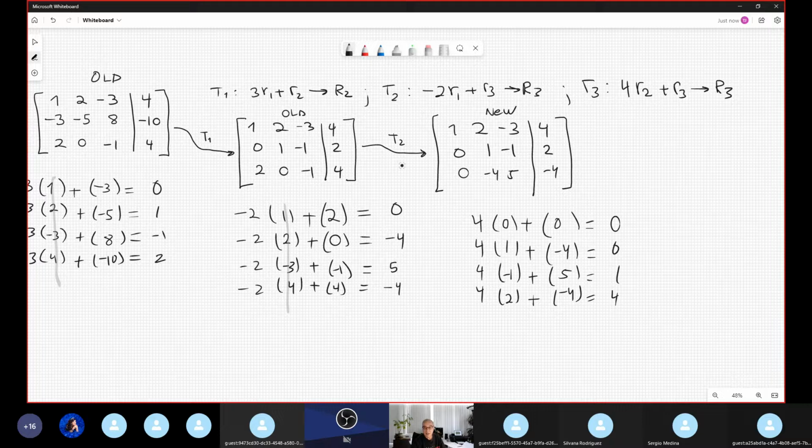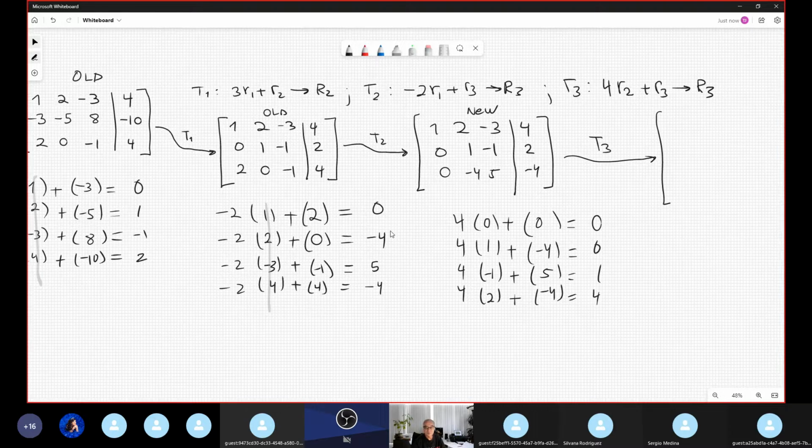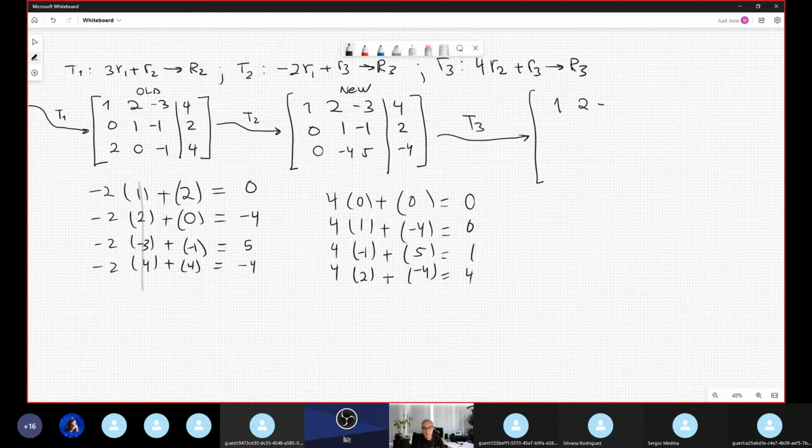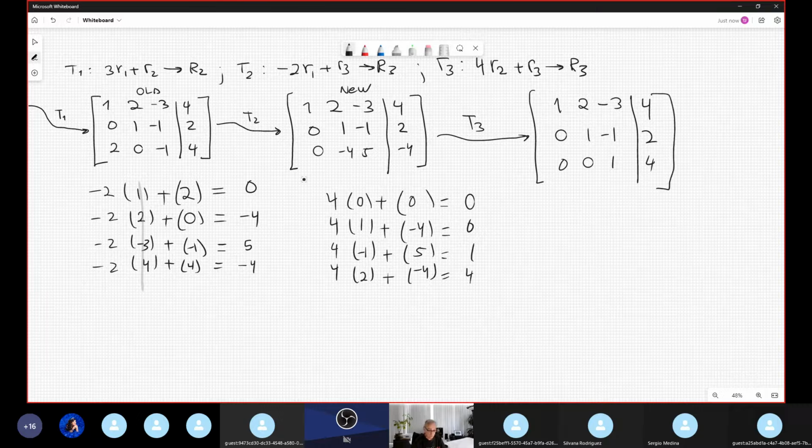Okay, so the last transformation 3 is 1, 2, minus 3, 4, 0, 1, negative 1, 2. I copy that last row, 0, 0, 1, 4. Wow. And this is my final answer, because it corresponds with the option.